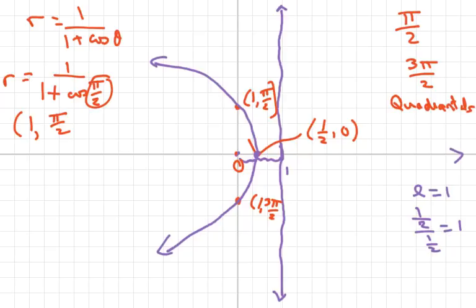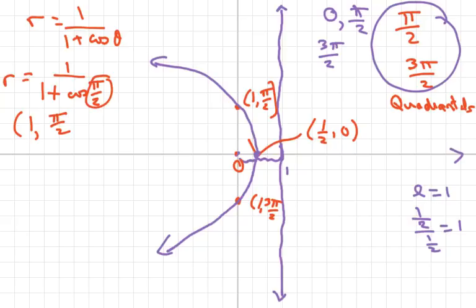Now the next one's going to be another parabola, and we're going to use these quadrantals here. You're either going to use 0, pi over 2, 3 pi over 2, I forgot pi, or pi, to plug into your equation to get the key points to help graph.